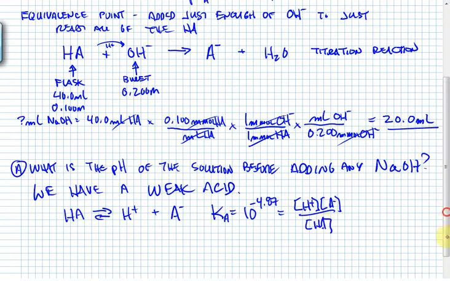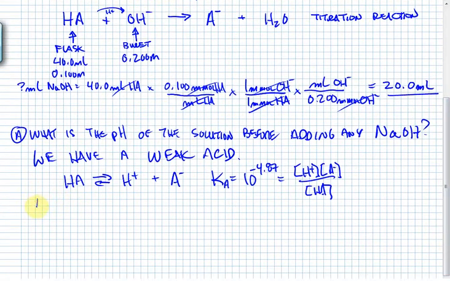All right, so maybe you're familiar with the ICE table. I hope so. Initially, we have a 10th molar solution of the acid. We're going to assume that we have 0 H plus and 0 A minus. The system comes to equilibrium by moving to the right. X is the amount of HA that ionizes, X is the amount of H plus that's produced, X is the amount of A minus that's produced. At equilibrium, therefore, our concentration of HA is its initial concentration minus X, concentration of H plus is X, concentration of A minus is X.